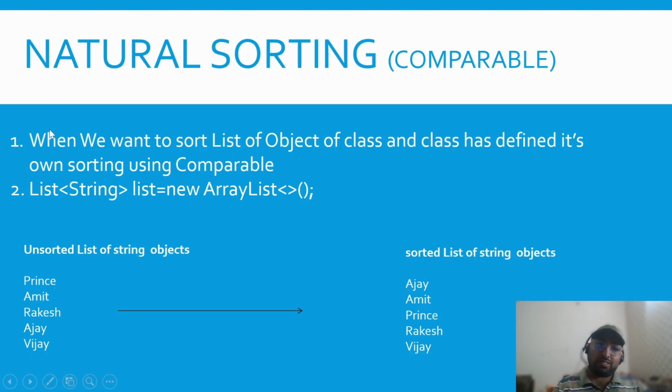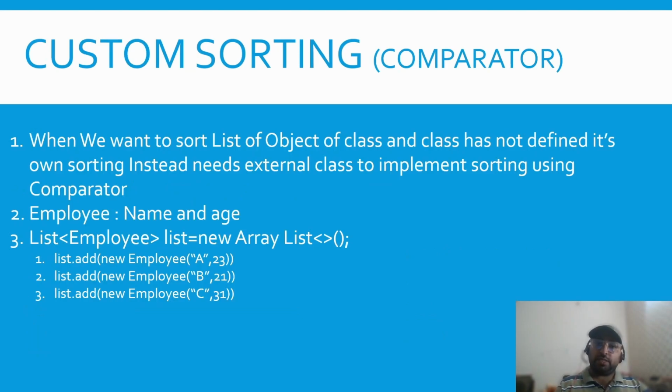So now let us read it once again. When we want to sort a list of objects of a class, and the class has defined its own sorting using comparable, this type of sorting is known as natural sorting. Don't worry if you are not able to understand much of it. You will get a very good understanding in the later sections, right? Now what is customized sorting? Customized sorting, as I already mentioned, is possible using comparator.